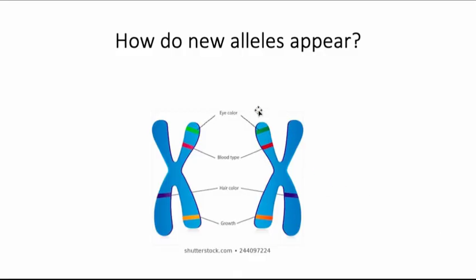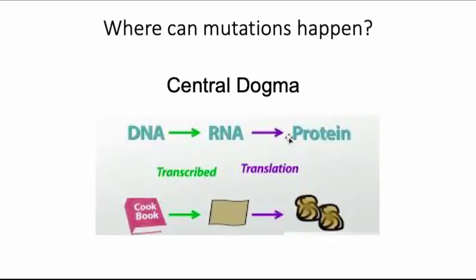So if you have the allele for blue eyes, that's going to produce a protein that will give the blue color. The sequence in that DNA produces a protein that gives you the blue color, while the allele for brown eyes has a sequence of the DNA that, when it's transcribed and translated into protein, produces a protein that gives you the brown color. So in that, where will the mutations happen that will create new alleles?